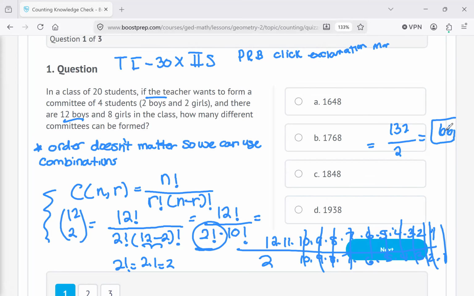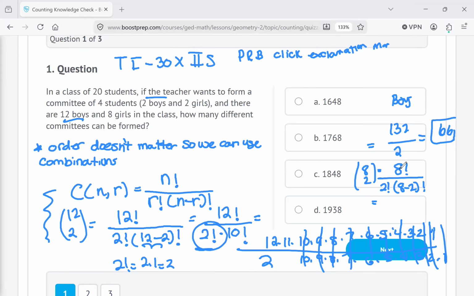Okay, now this was the boys, because they're asking how many different committees can be formed. Now let's do the girls. In the girls, there's 2 girls out of how many girls? There's 8 girls in class. So it would be 8 choose 2, right? Your n is usually the larger. It's still a combination, so it's going to be 8 factorial over 2 factorial times 8 minus 2 factorial, right?